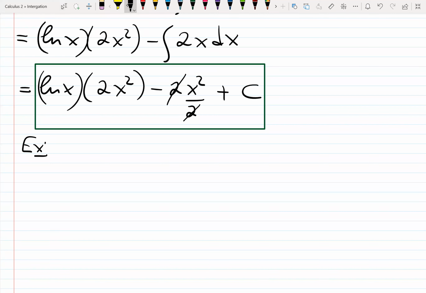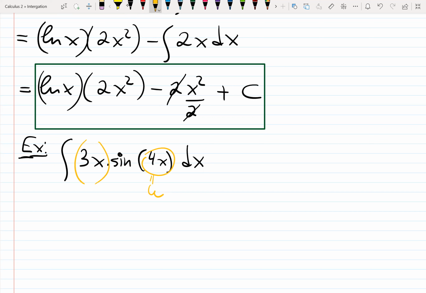One more example for integration by parts. Example two, I guess. Integral 3x sine of 4x dx. So interesting, what should I do? I see that there's a 4x inside of sine. So I would like this 4x to be u in the u-substitution. But from my other point of view, I see that 3x is multiplied by sine, and 3x and sine have nothing to do with each other. So that's integration by parts.